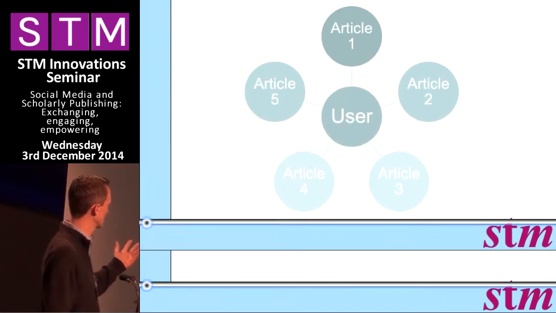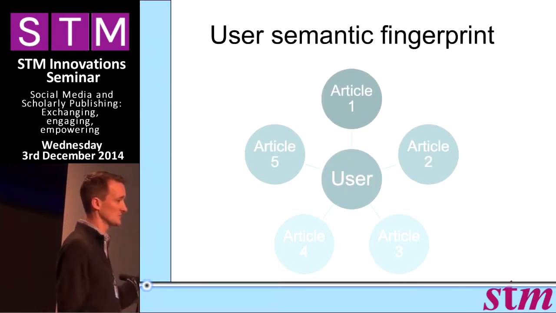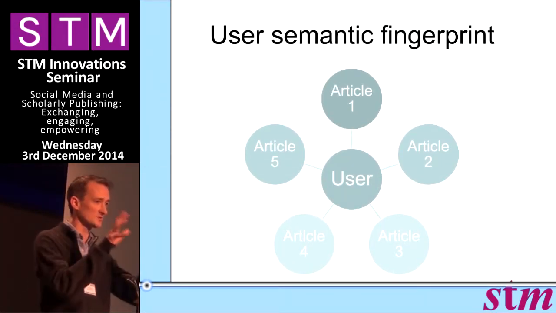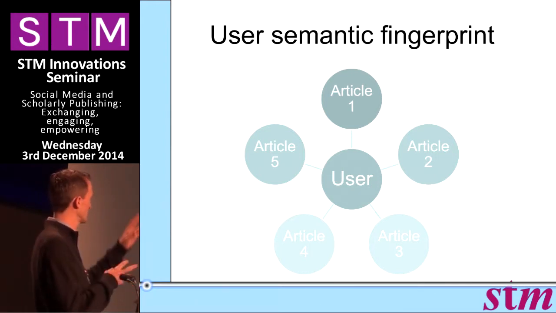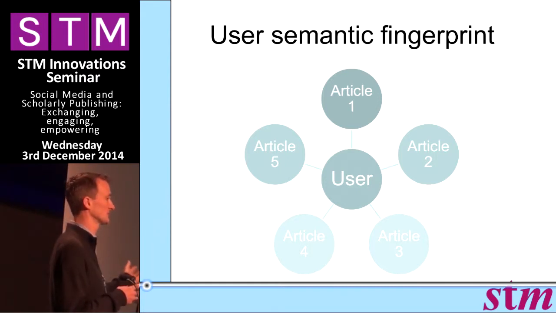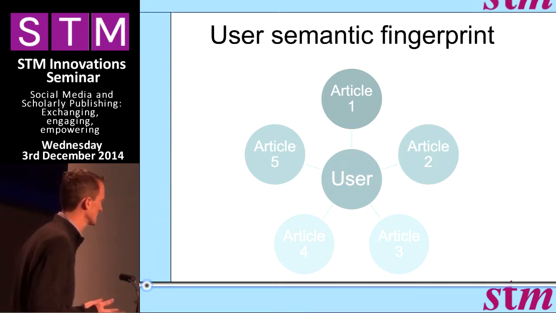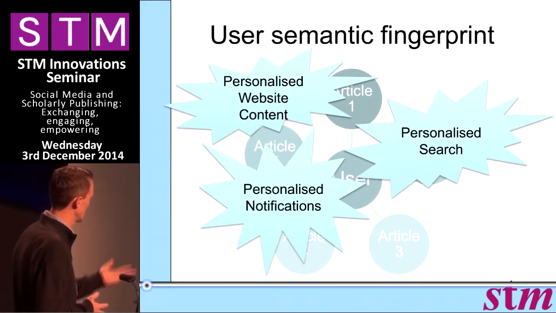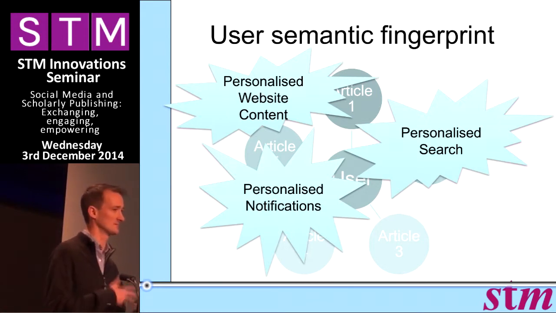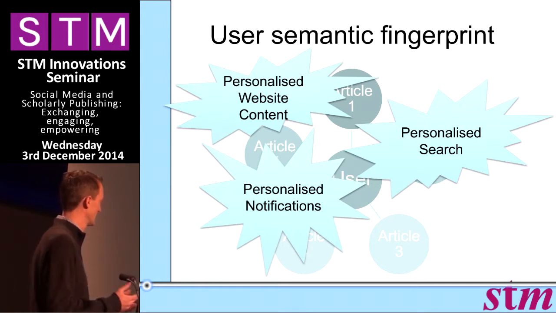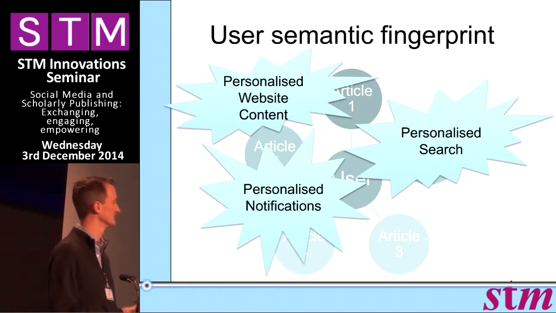But we can build on this. We can use these semantic fingerprints and build what we call a user semantic fingerprint. So as your user goes around your site, we can inherit some of the semantic characteristics of the articles and build a user semantic fingerprint. And that gives us some really interesting personalization capabilities. For example, personalized notifications. As a new article comes in, we apply a semantic fingerprint to it, we compare it to the user semantic fingerprint, and then we can fire it off to the user and say, we think this is really relevant to you.